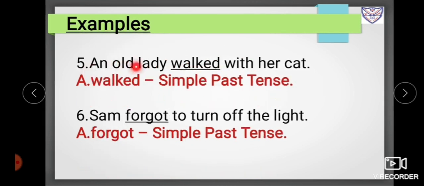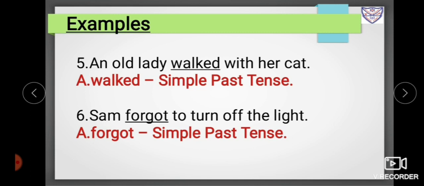Number 5, an old lady walked with her cat. Now over here the word walked is a verb which is in simple past tense, as it shows an action which has already been done or completed somewhere in the past time. So walked will be simple past tense.